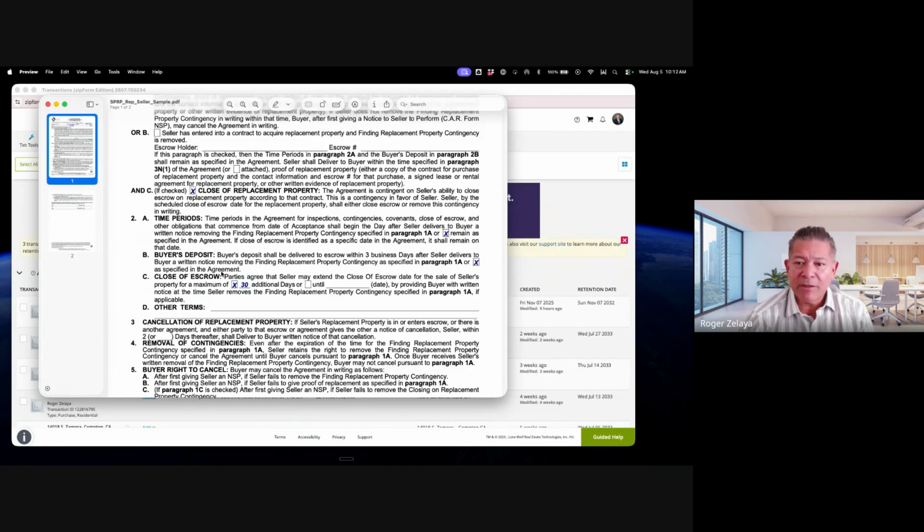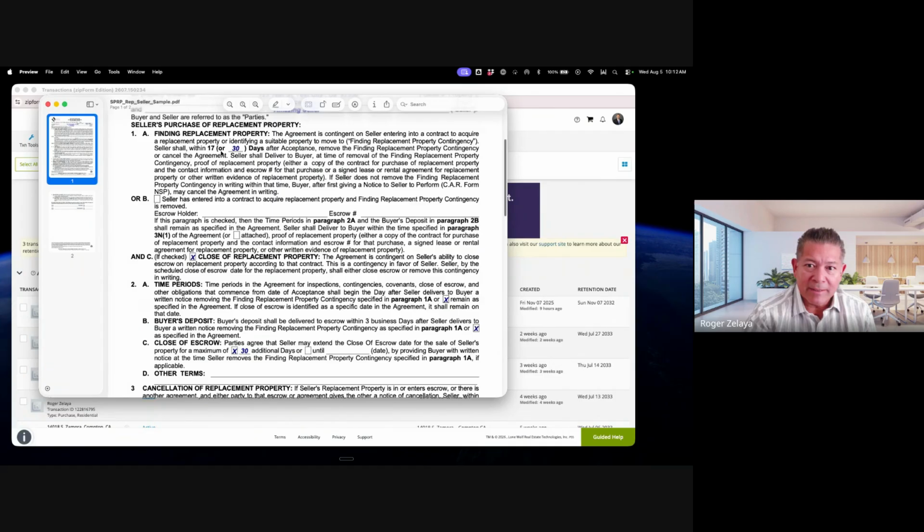And it says the parties agree that seller may extend the close of escrow date for the sale of seller's property for a maximum of, in this example, we have 30 days, right? Or until a date, by providing the buyer with a written notice at the same time that the seller removes the finding replacement property contingency on 1A. If we look back at 1A, in this example, they've accepted our 30 days.